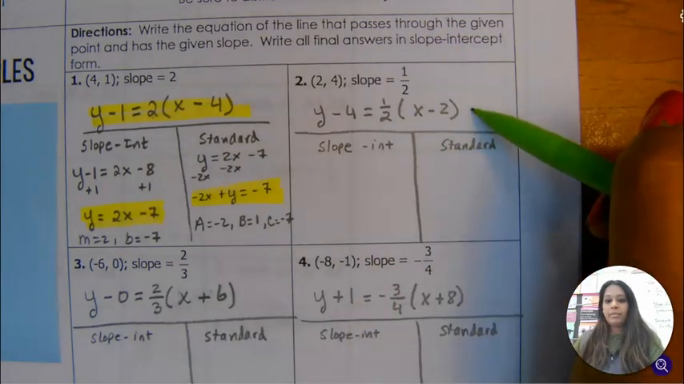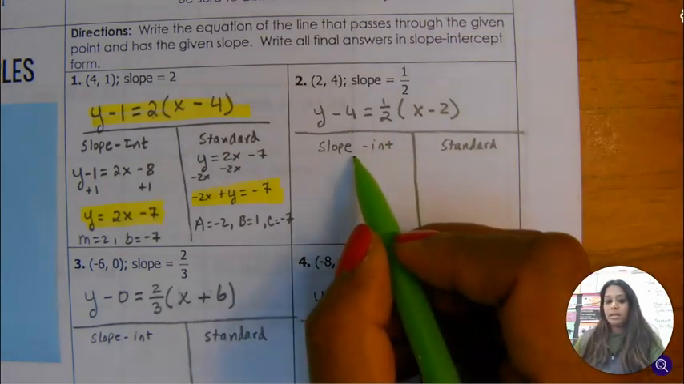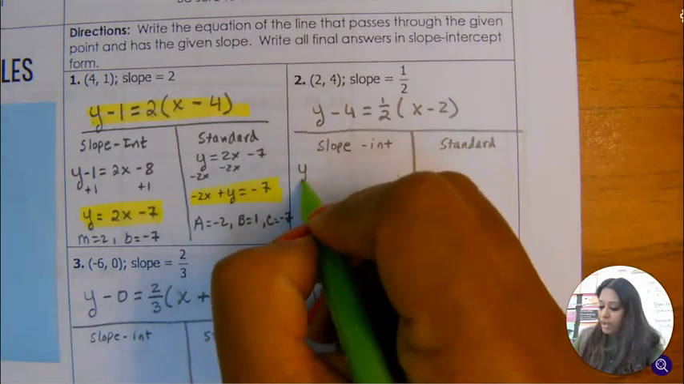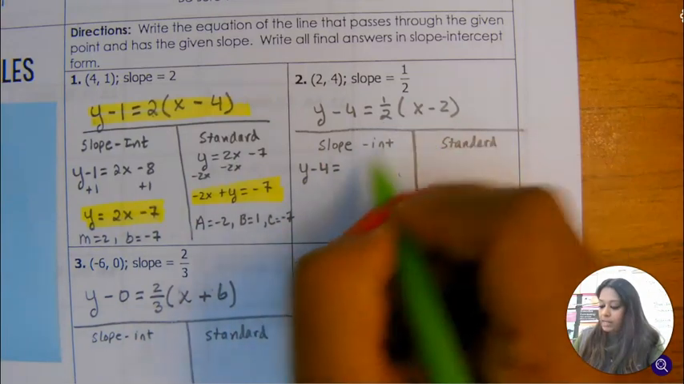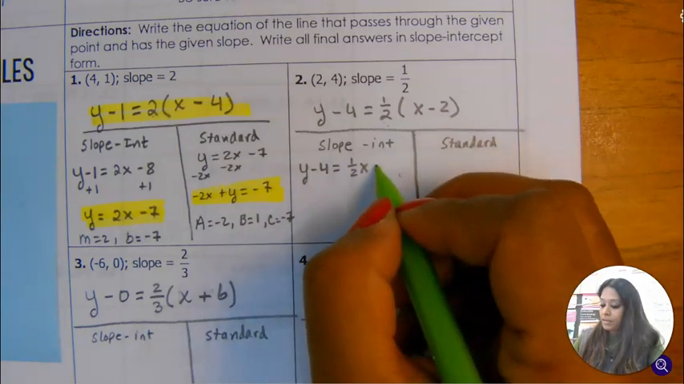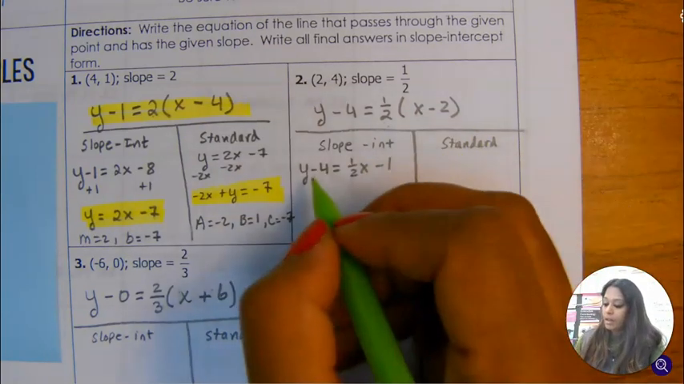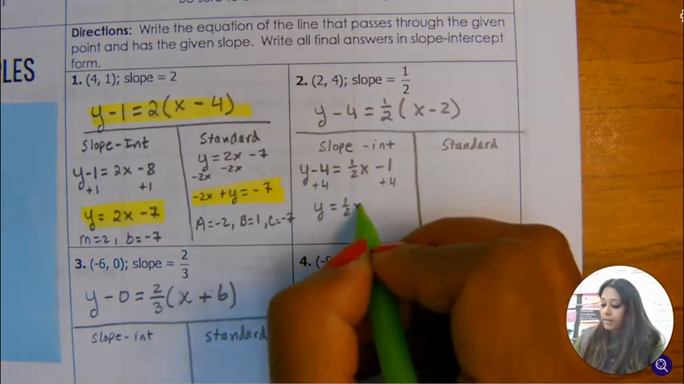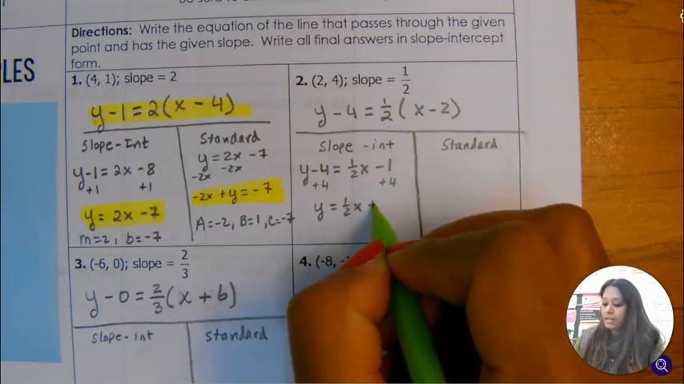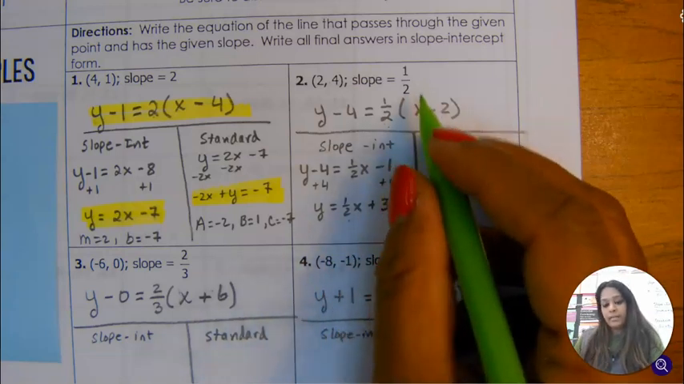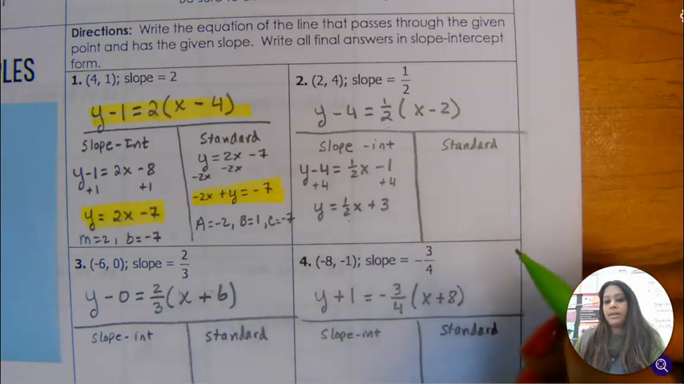So we already have it written in point slope form. We're going to convert it to slope intercept form. We're going to get there by first distributing and then bringing the 4 over. So you have y minus 4 equals 1/2 times x is 1/2 x, 1/2 of negative 2, that's negative 1. And then we're going to add 4 on both sides. So you have y equals 1/2 x, negative 1 plus 4 is positive 3. So here my slope is 1/2, and then my y-intercept is at 3.